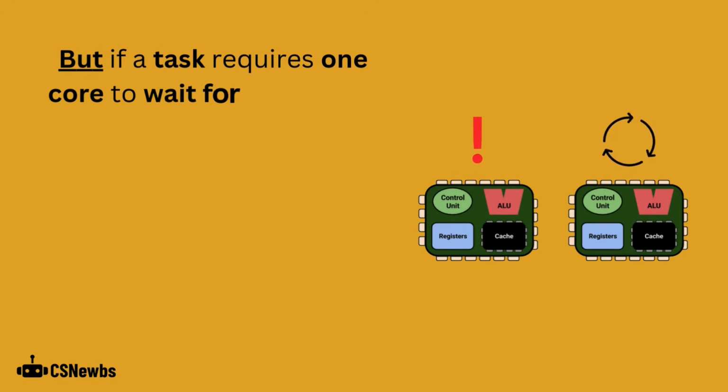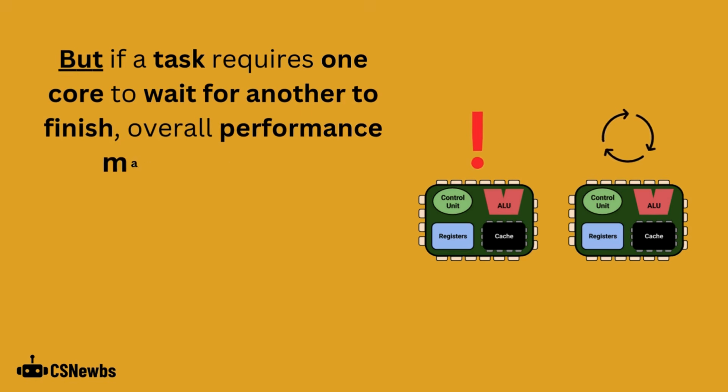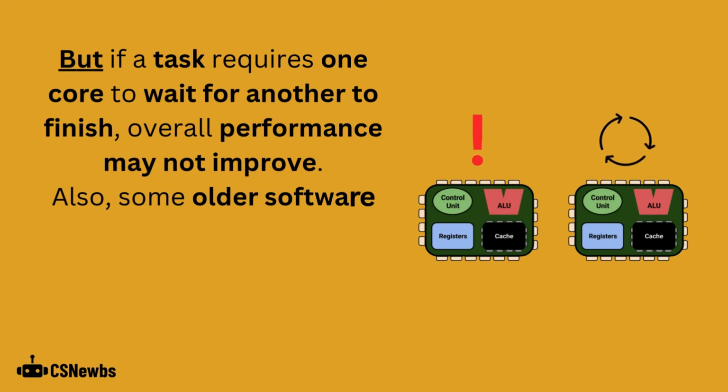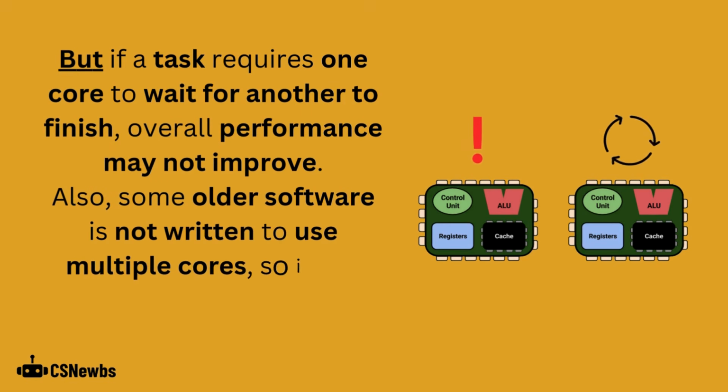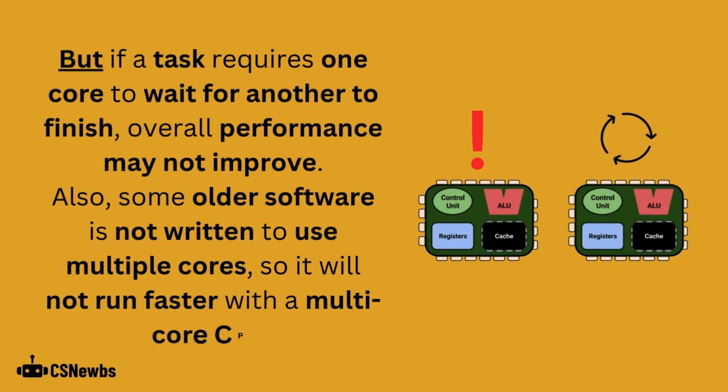But if a task requires one core to wait for another to finish, overall performance may not improve. Also, some older software is not written to use multiple cores, so it will not run faster with a multi-core CPU.